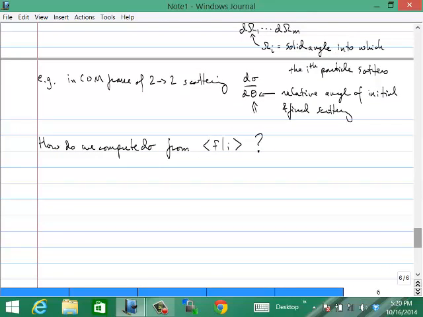So the first thing to notice is that the total probability that some particle will scatter, that's the number of scattered particles over the total number of particles in some beam, is just this overlap squared, along with some normalization factors to take into account the fact that we may or may not be normalizing these initial and final states to have unit norm.